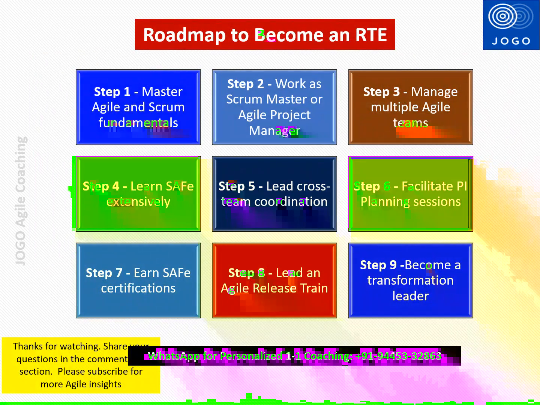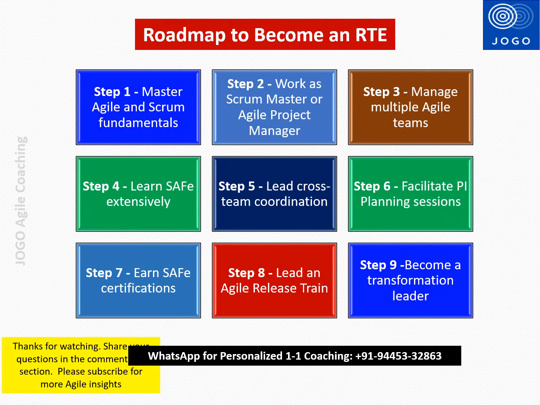So consider you want to become an RTE from now. What are the steps you need to follow? Here I am recommending a 9-step process to become an RTE. You can be a Scrum Master, a QA engineer, a team lead, or an Agile Project Manager. You can follow these 9 steps to become an RTE.